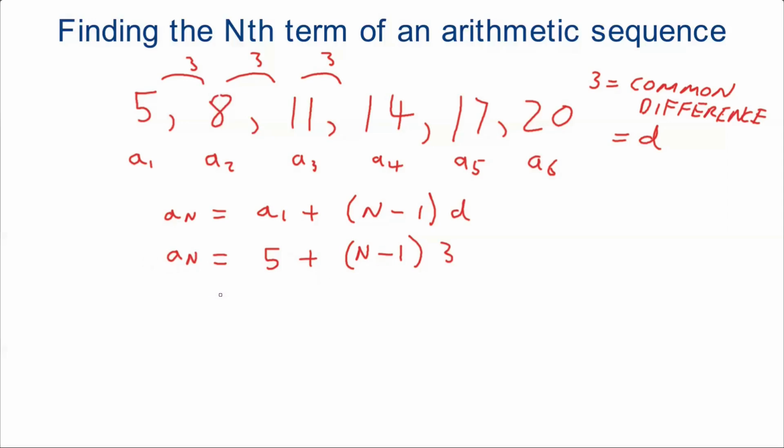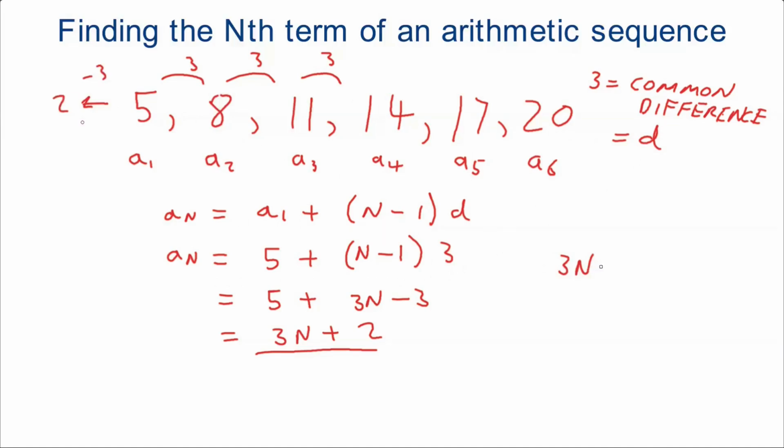We could just leave it at that, but let's expand it anyway. 3n plus 2. But if we can't remember this formula here, another way to do it is just take this difference, find it out, so it's 3, and then just put down 3n to start with. And then look at the first term, which is 5 in this case, and go back 3. Back 3, so minus 3 off of that, and we'll get to 2. And we put the 2 on, plus 2 like that.